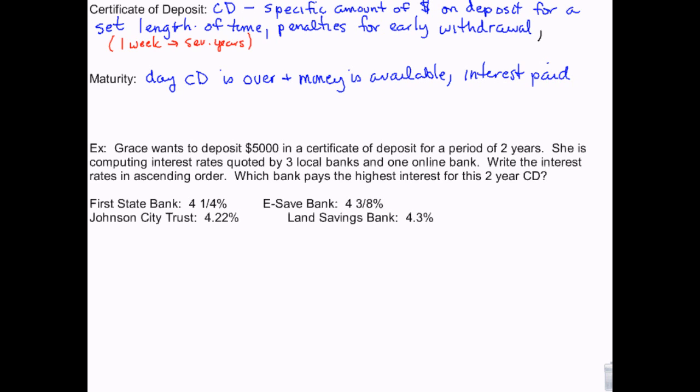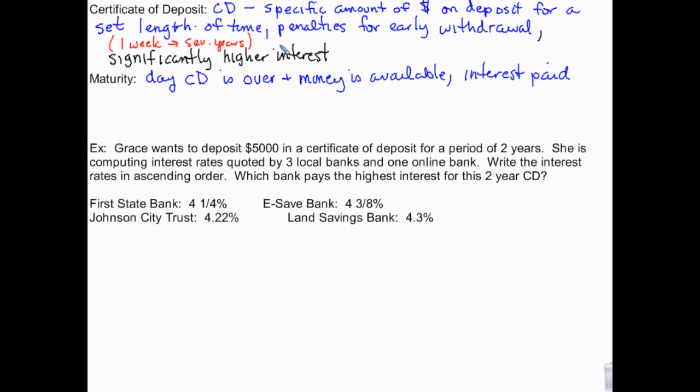CDs pay significantly higher interest. And this is because the bank knows that you can't touch the money. And a 1-year CD will not pay as much interest as a 10-year CD. So the longer you lock your money in, the more interest they're willing to pay you.